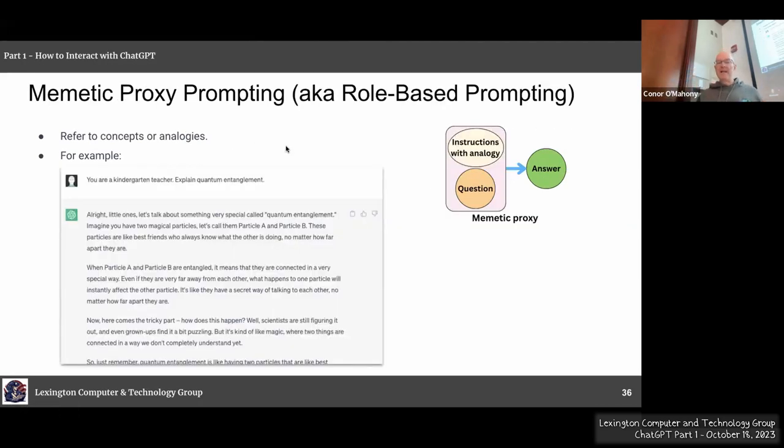We've seen this a little, role-based prompting, where you refer to concepts or analogies. Hey, you're a kindergarten teacher, explain quantum entanglement. You give ChatGPT a role. It's really good when you give it a role. You can even say something along the lines of, hey, explain your reasoning. Sometimes when you say that, it will actually do a better job, because within the process of explaining its reasoning, it can do a better job of getting accurate answers.